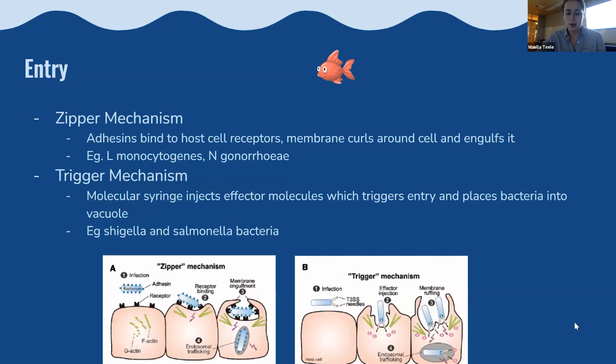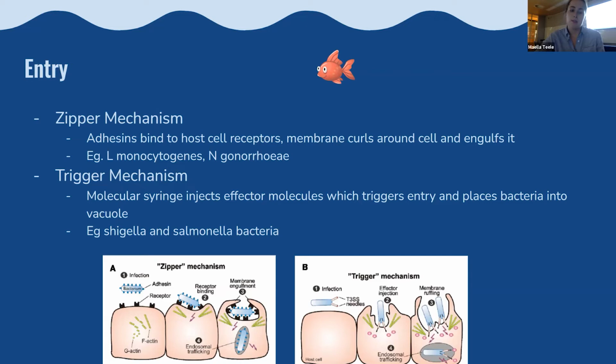So now that the host has adhered and started to degrade on the cell, it needs to enter into the host cell. So we've got two mechanisms. The zipper mechanism is where adhesins bind to the host cell receptors. The membrane then curls around the cell and pretty much eats it up. Listeria monocytogenes and Neisseria gonorrhoeae are two key examples of this.